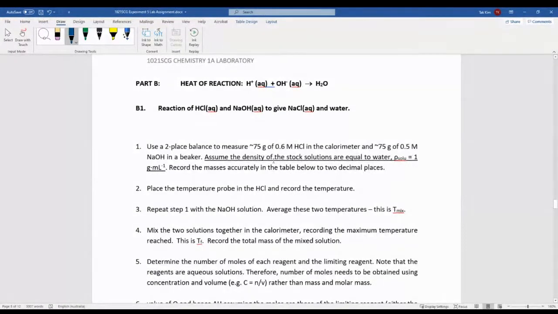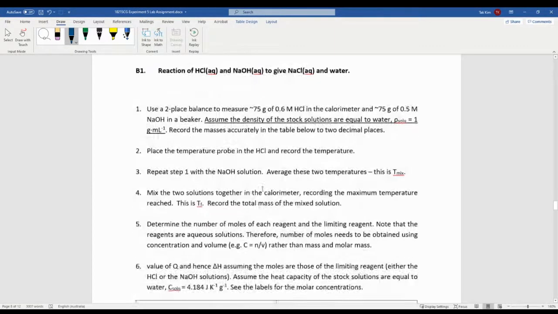And then part B. We do have two separate experiments for part B, B1 and B2. They are exactly the same reaction, but instead of using one specific acid and one specific base, we're going to use two different types of acids and bases, right? And then we're going to compare the differences between B1 and B2.